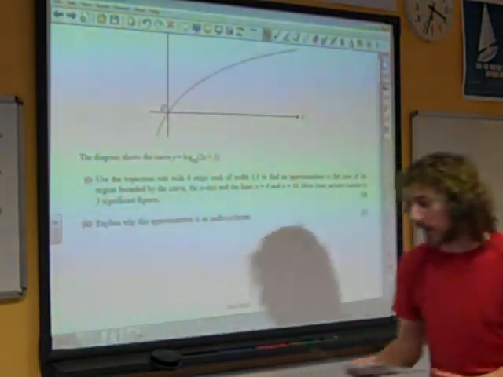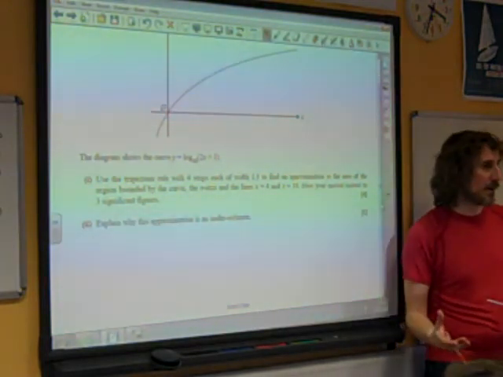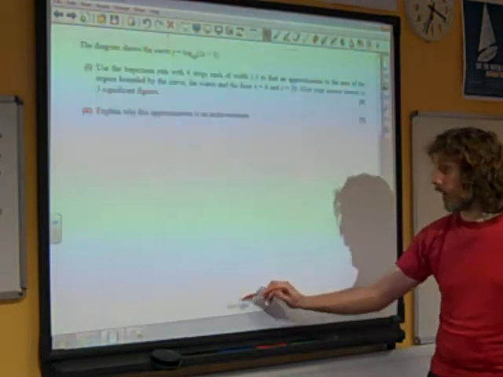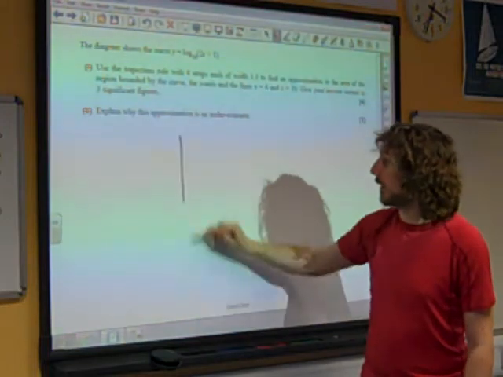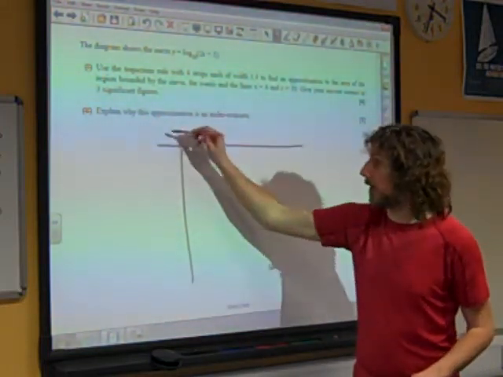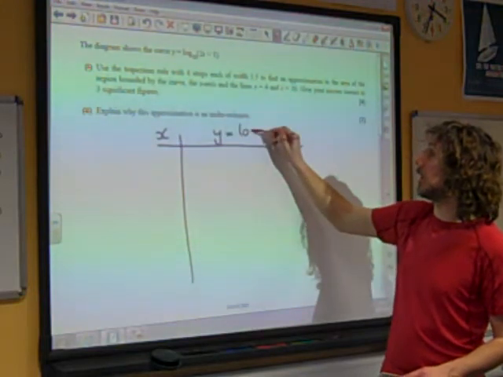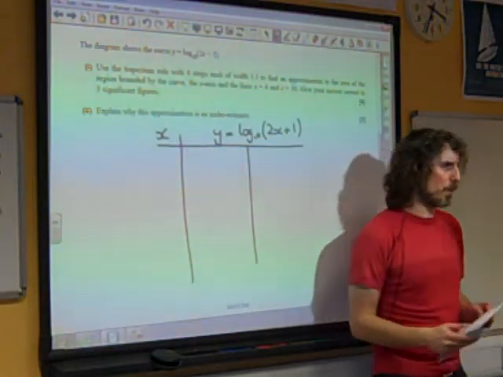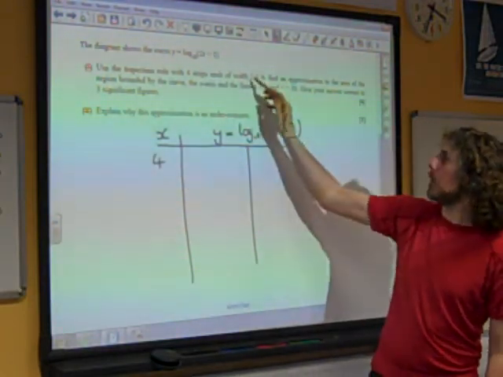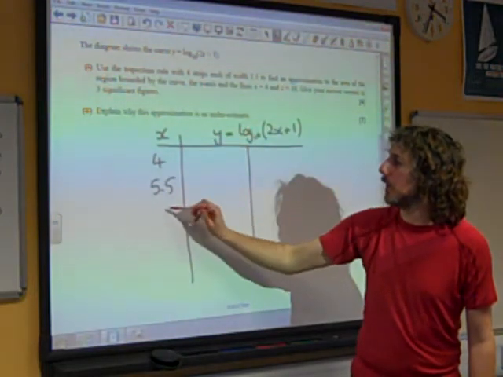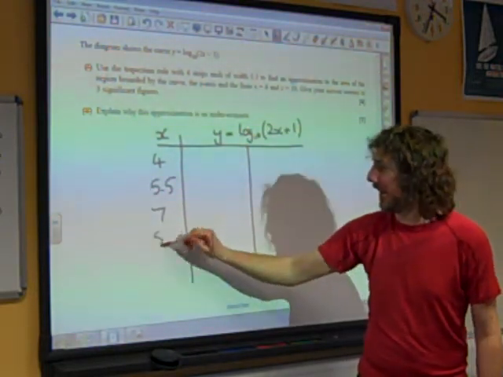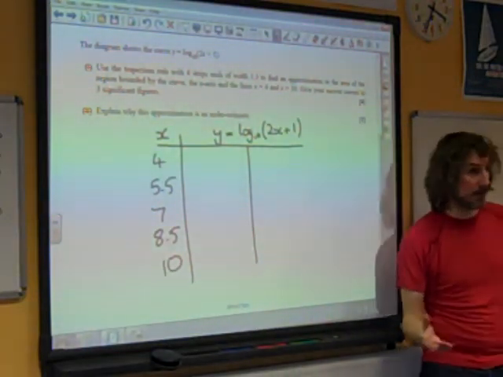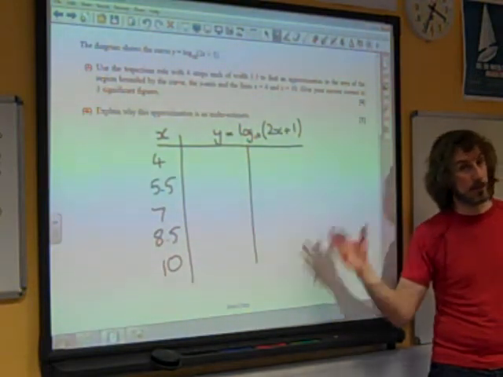Now, what we need to do then is to work out the values that give us these things. I was taught this by Steve, and he always insisted on a special table of values. He's very, very particular about this. So here we've got x and y. You don't need a table of values, but I like them. The x values, starting at 4, with each strip of width 1.5, would be 5.5, 7, 8.5, and 10. And the reason we do a table is just to remind us that we're treating the first and last ones differently to the rest.